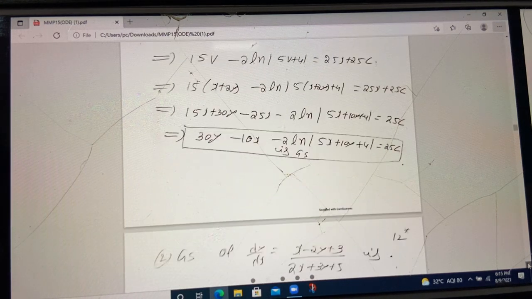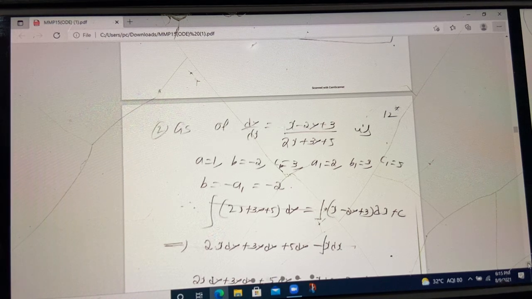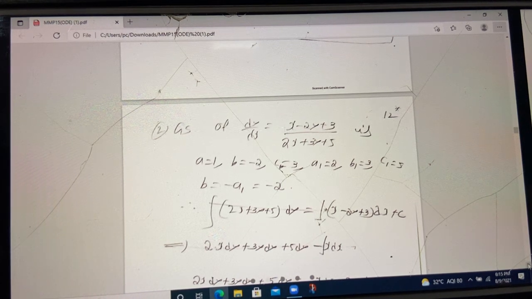This total you need to do only if you are asked to solve. Most probably you will not be asked to solve because it is such a lengthy question. But you should know the method. If asked, you should be able to do it. But the transformation you must remember.